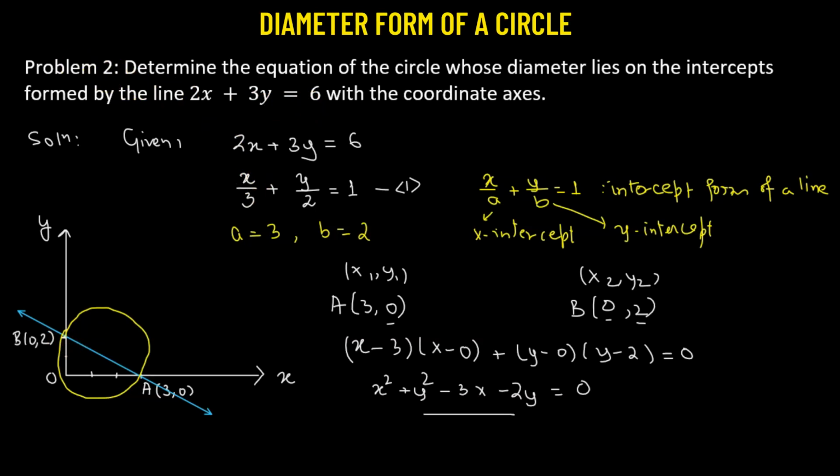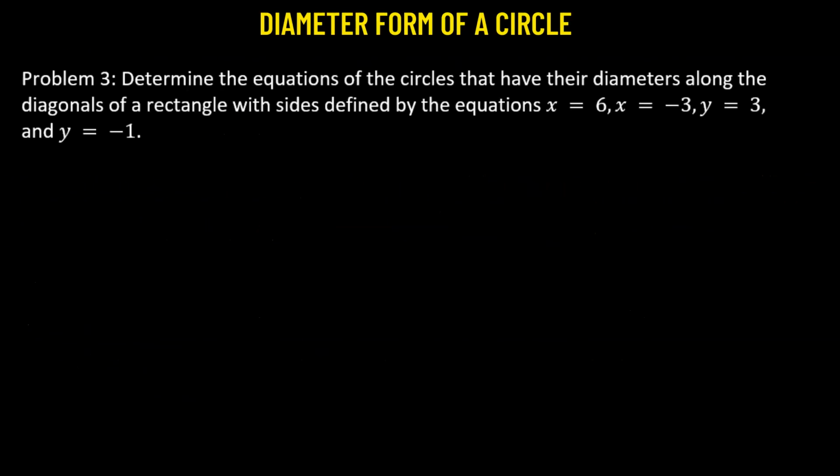Now let's move on to the next problem. Problem number 3. We need to determine the equations of the circle that have the diameters along the diagonal of the rectangle with sides defined by the equations x equals 6, x equals negative 3, y equals 3, and y equals negative 1. Let's try to understand it graphically first.